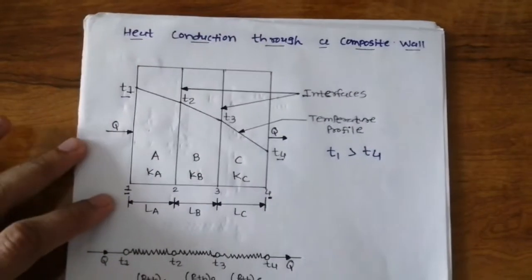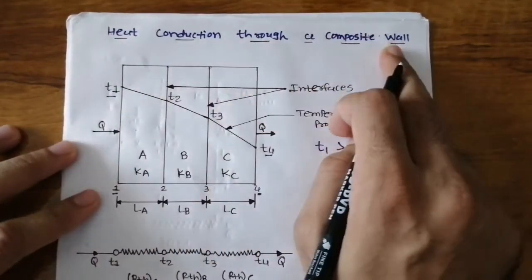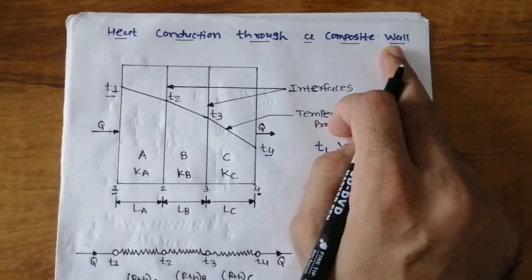Now what will be our derivation? We derive the heat conduction through the composite wall, so we need the total rate of heat transfer.